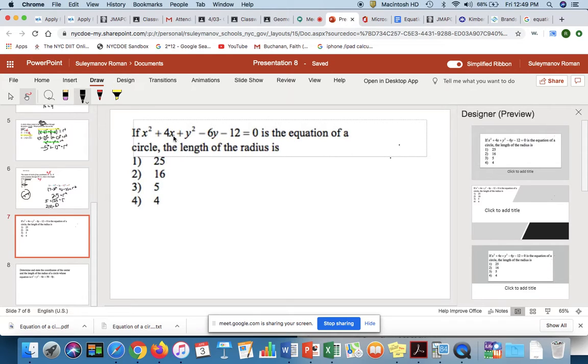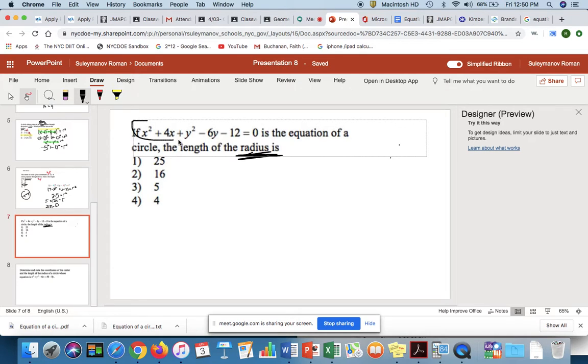X squared plus 4x plus y squared minus 6y minus 12 equals 0 is the equation of a circle. What's the radius? So what you want to know is factoring here is actually not the goal. So I'm going to do this pretty quickly here. X plus 4, I just divide 4 by 2 and I write x plus 2 squared. Since I wrote plus 2 squared here, I have to write 2 squared on the other side of the equal sign.